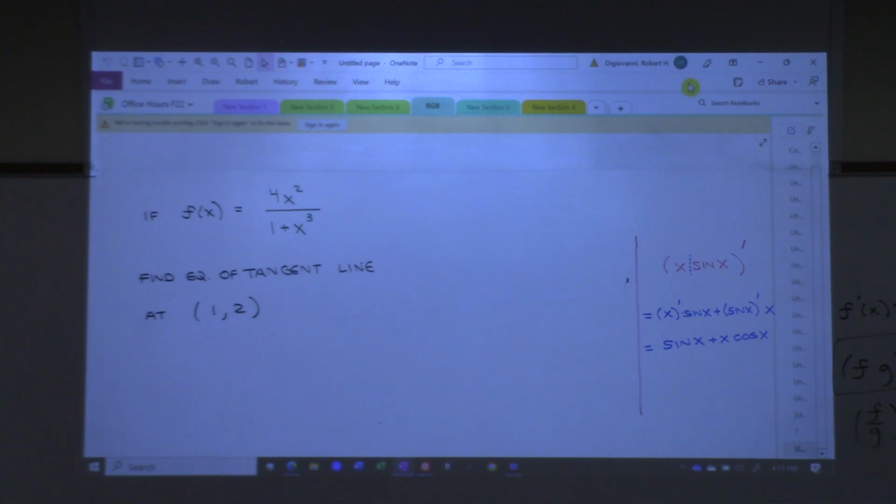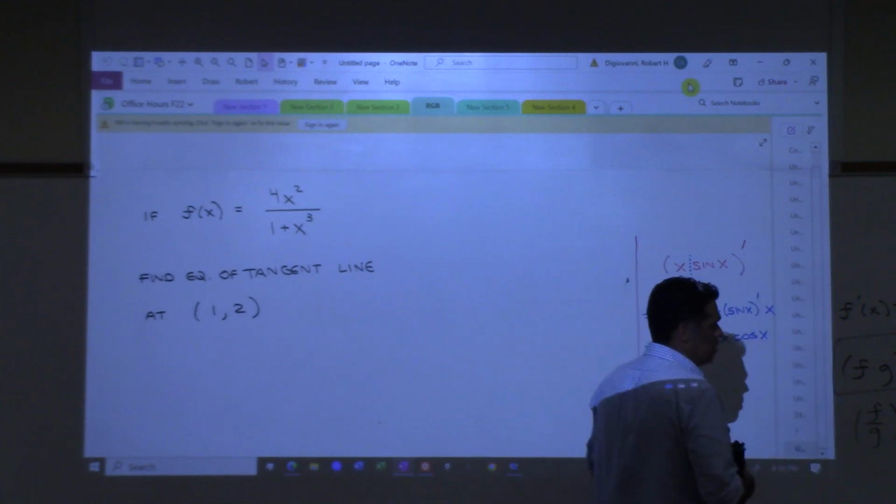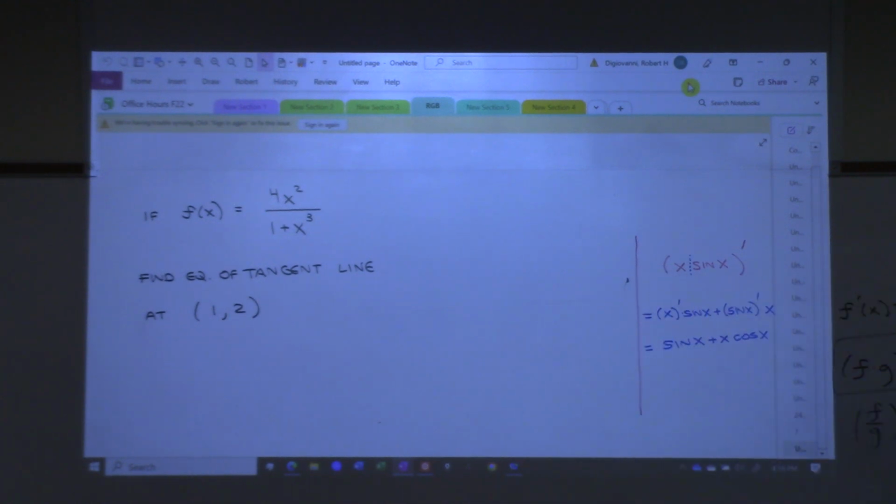The derivative of a function at x is the slope of the tangent line at x, at whatever x value you want, right? What x value are we looking at here? 1. So you've got to plug 1 into that, and that'll give you a number. That number is the slope of your tangent line. Once you have the slope, then you come up with the equation. Make sense? Yes, exactly.